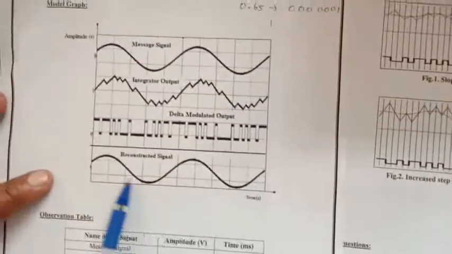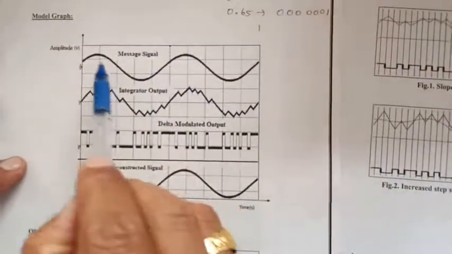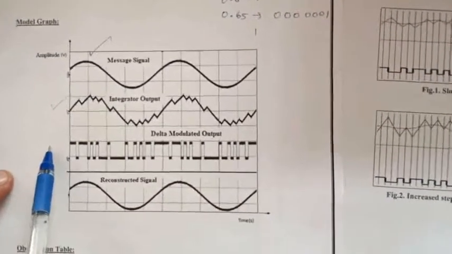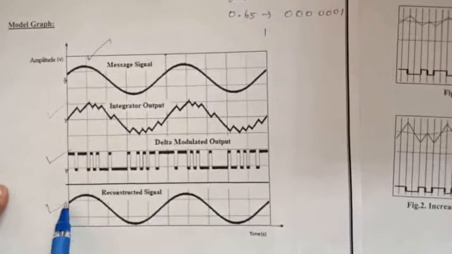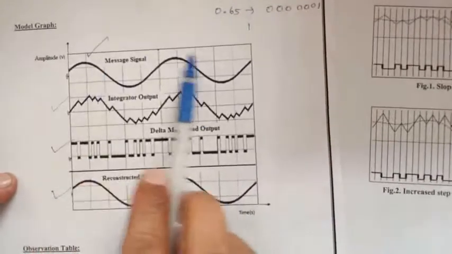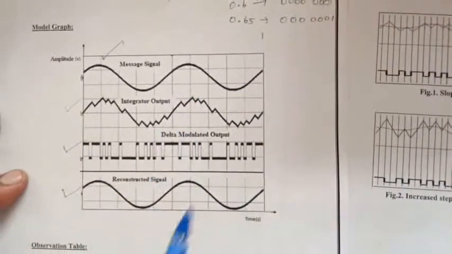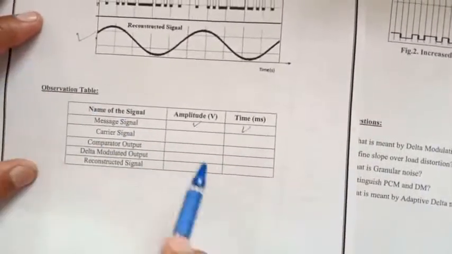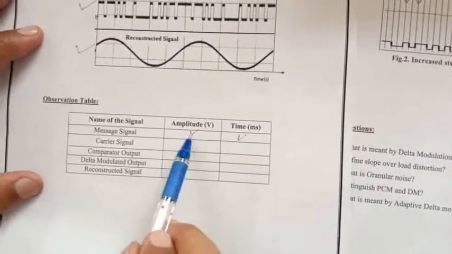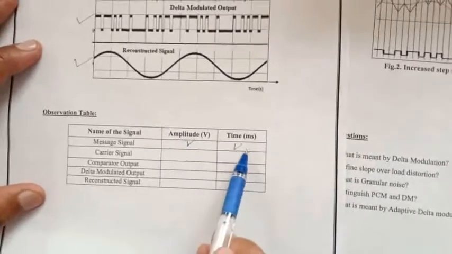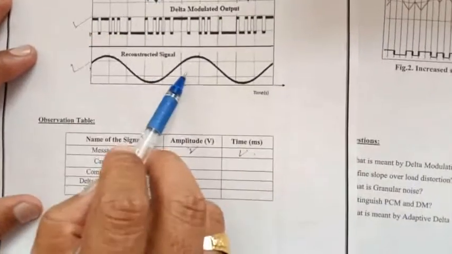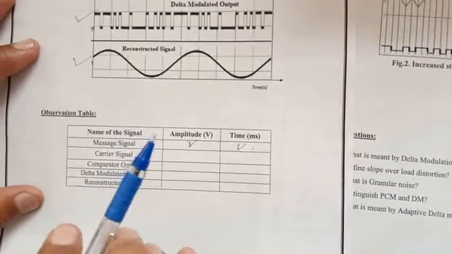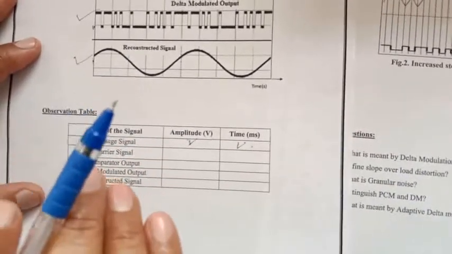For the model graph, you need the message signal, then the integrated output, then the corresponding delta modulated output, then the reconstructed signal. For all these waveforms you have to note down the amplitude as well as the time period from the CRO, and you can plot the respective graphs. So this is delta modulation and demodulation.